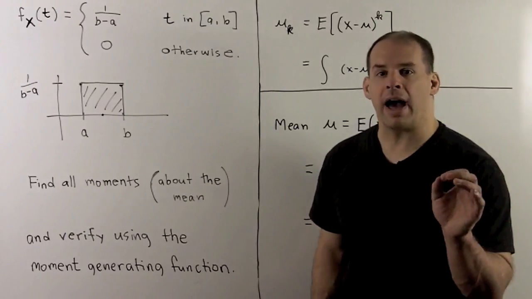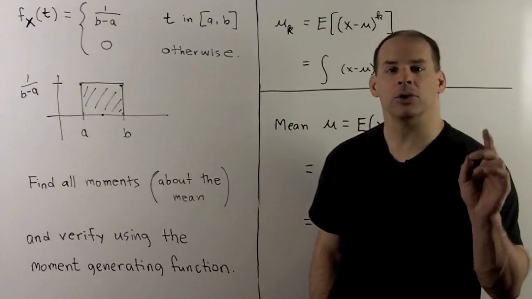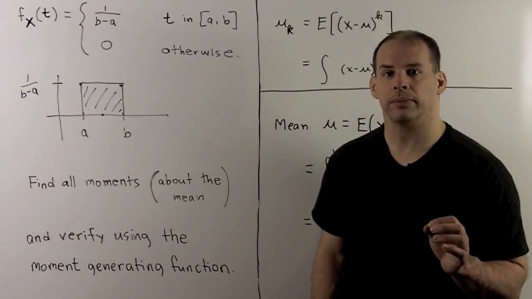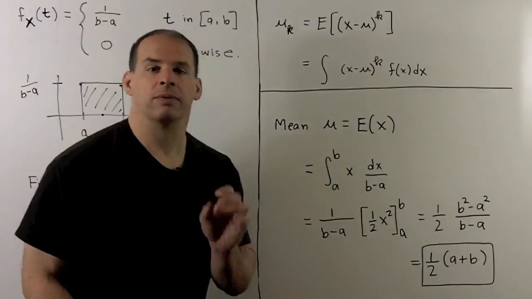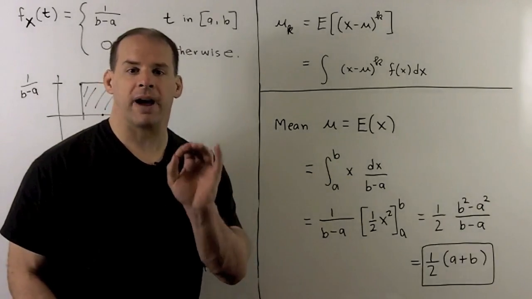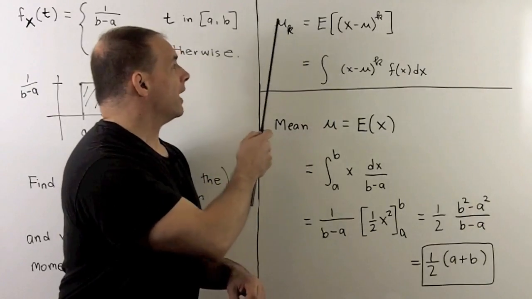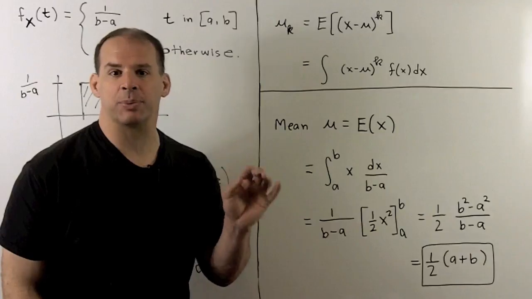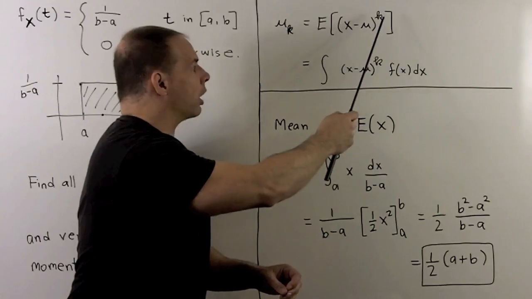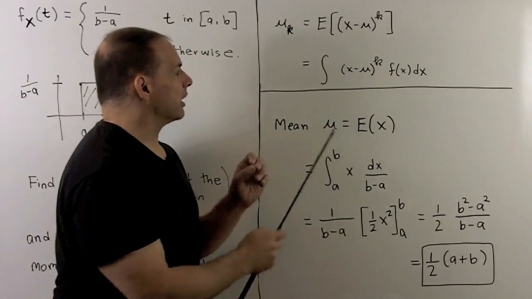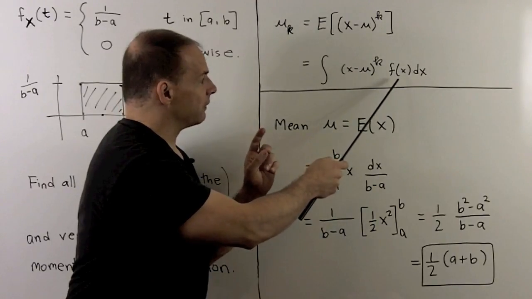Now, we want to find all moments about the mean for this distribution, and we want to verify using the moment generating function. For our first step, we'll write down the definition for the moments about the mean, and then we'll find the mean. Once we've found the mean, the kth moment about the mean is given as the expectation of the random variable minus the mean raised to the kth power. So in our case, we're going to take an integral of x minus the mean raised to the kth power times our probability density function.